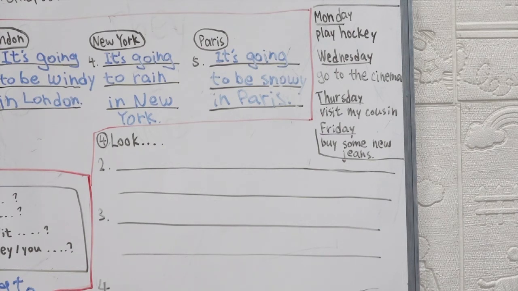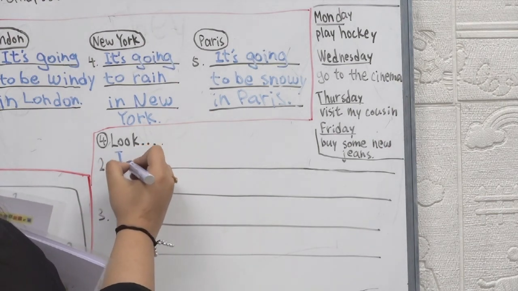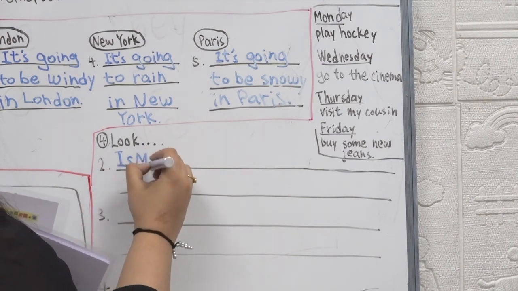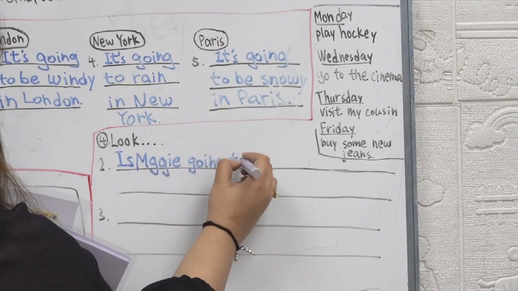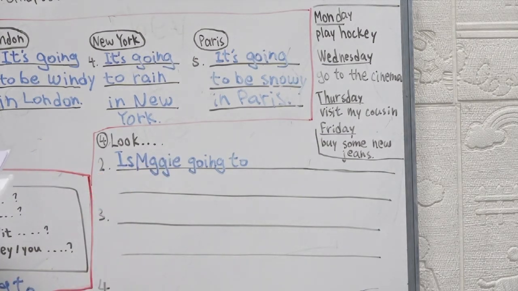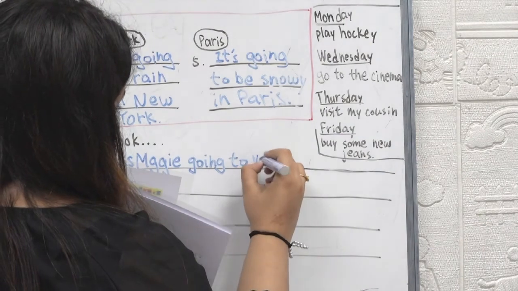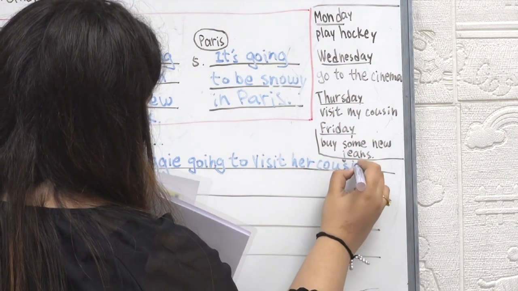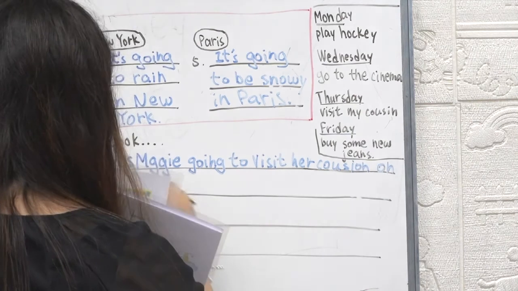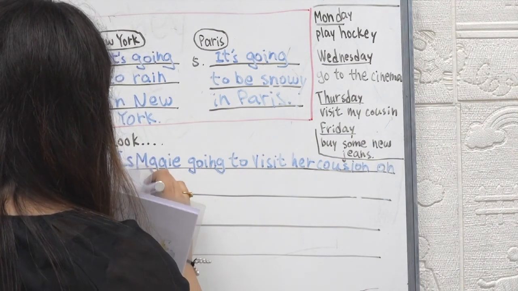Okay? Let's do number 2 together. How would you ask the question? Visit her cousin Monday. How do we form this as a question using Maggie? So Maggie is a singular pronoun, she. So we use is, right? Is Maggie going to, and then follow the one that's on number 2. Visit her cousin on Monday.